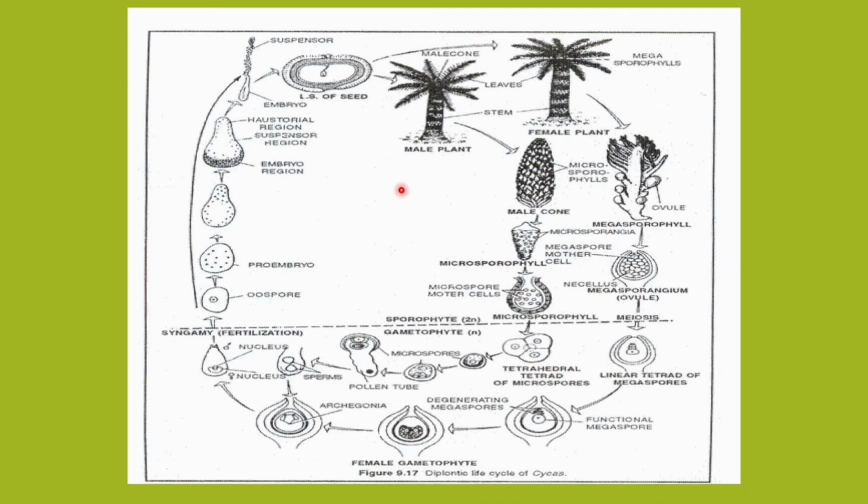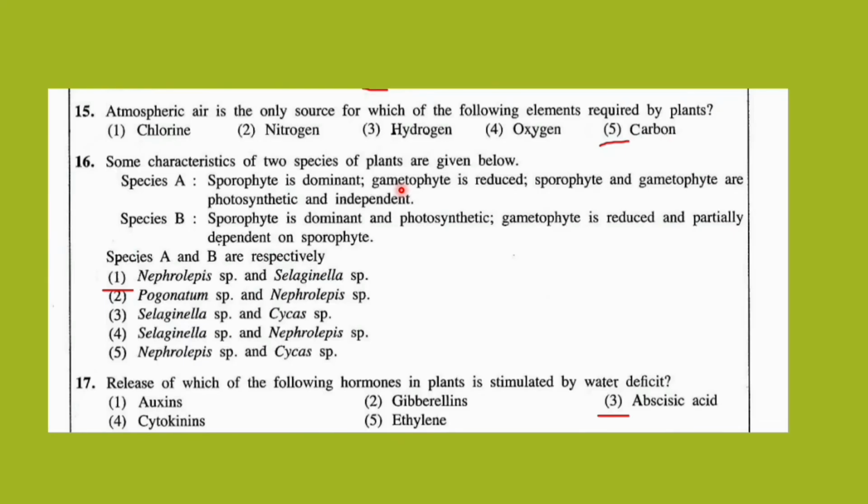Then this is Cycas. If we talk about Cycas, they do have a dependent gametophyte. But in Cycas, the gametophyte is totally depending on the sporophyte, whereas in Selaginella, it is partially depending on the sporophyte. So that is the difference. In Cycas, the gametophyte totally depends on the sporophyte, but in Selaginella, the gametophyte partially depends on the sporophyte. So the answer is Nephrolepis and Selaginella, answer number 1.